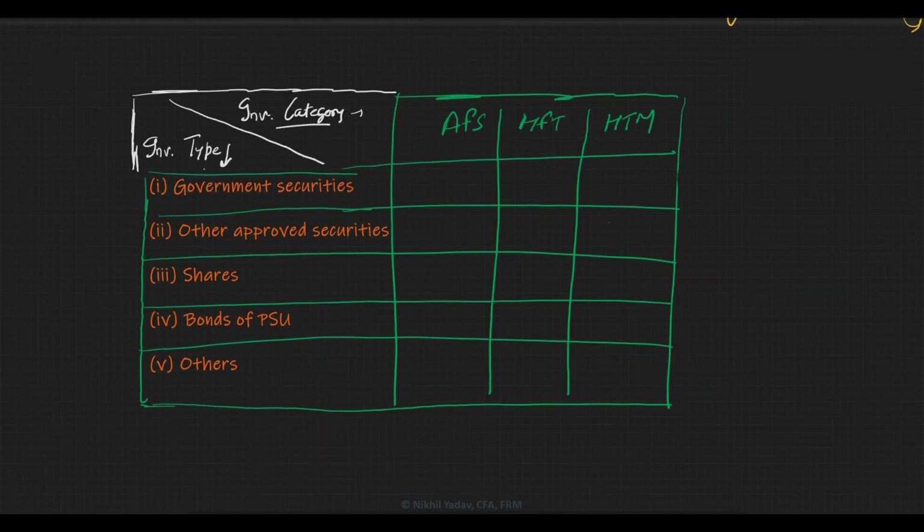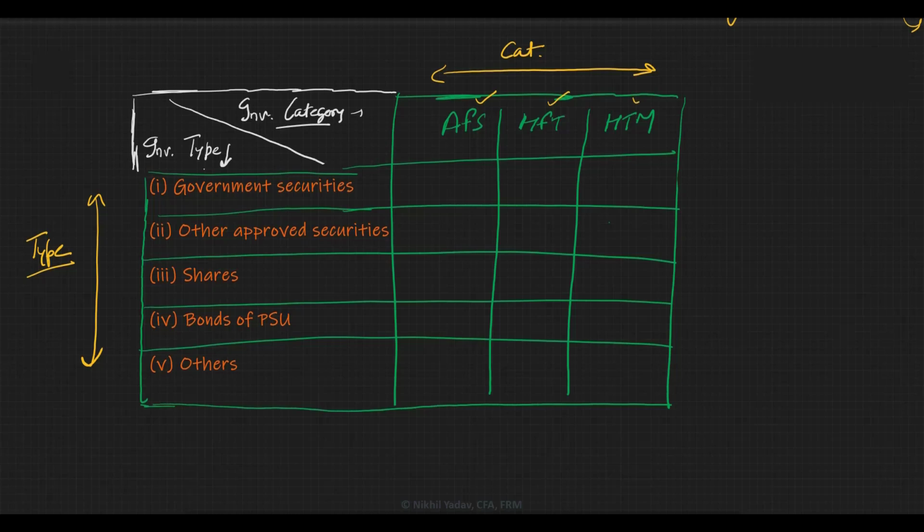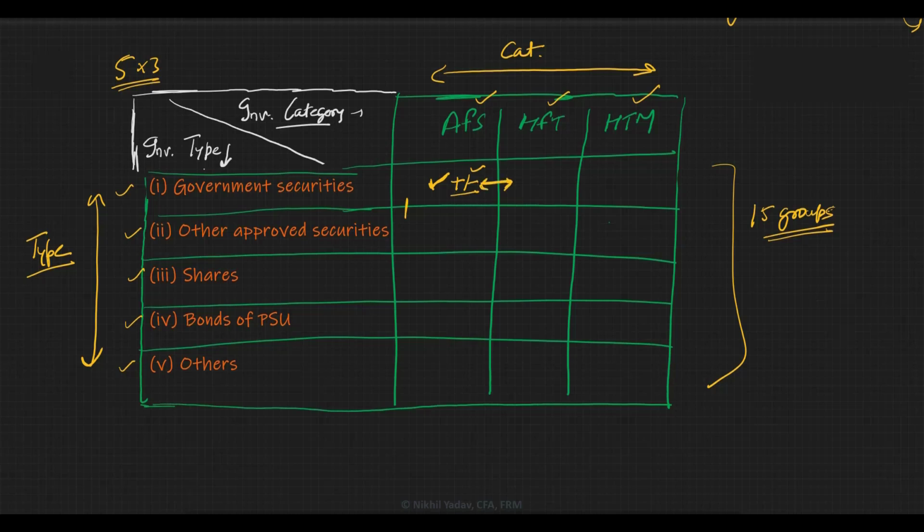Before we dive into the calculation part of marking to market, there's one rule that we need to know, and that is we cannot offset any gains or losses across any investment category or across any investment type. As we are aware, there are three investment categories: AFS, HFT, and HTM. And there are five investment types: government security, other approved securities, shares, bonds of PSU, and others. So in this 5x3 matrix, there are these 15 cells or groups. What we need to remember is within any group, netting is permitted, but it's not permitted across the category or across the investment type.